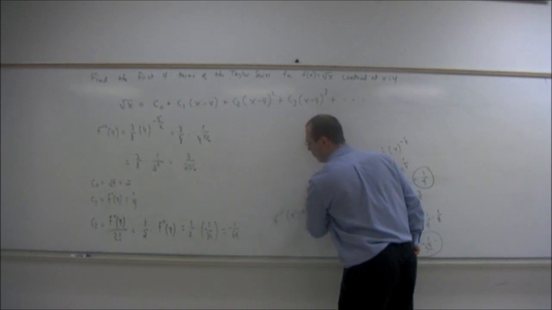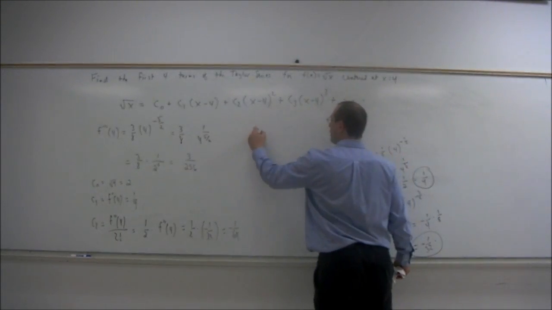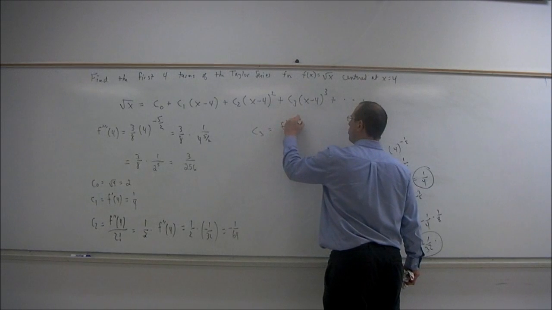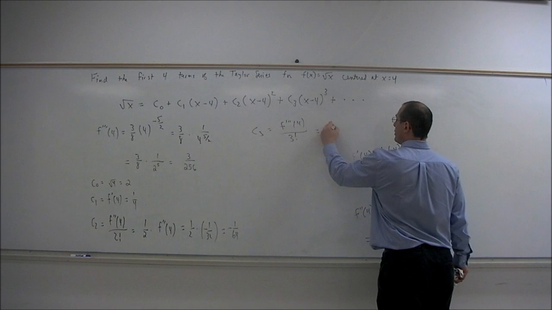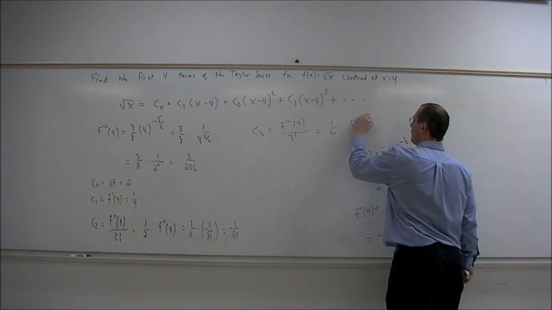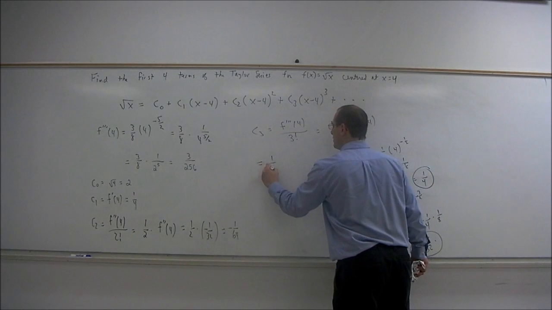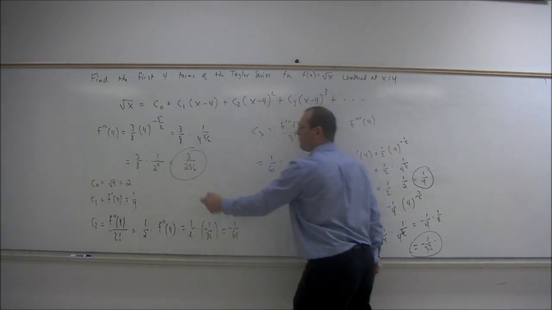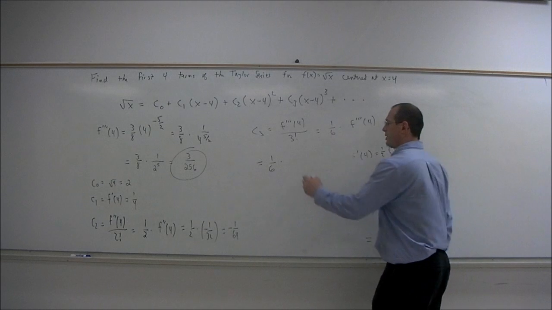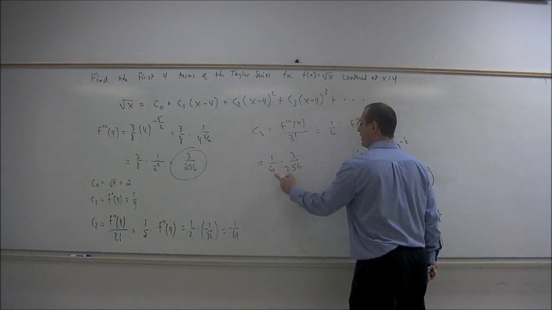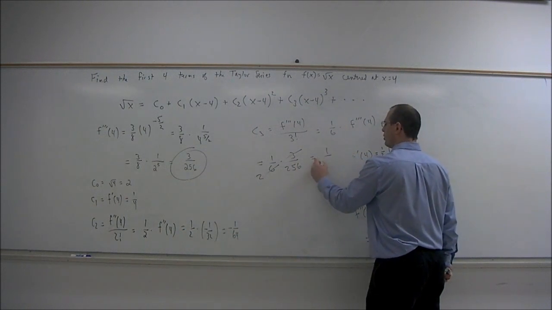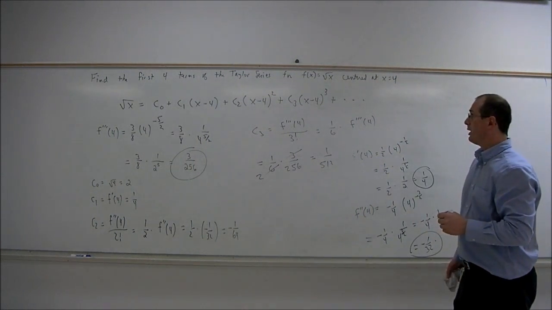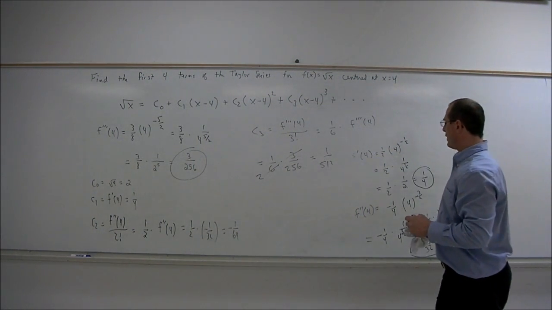And the last one, c3, is equal to f triple prime of 4 divided by 3 factorial. 3 factorial is 6, so this is 1/6 times f triple prime of 4, which was 3 over 256. Multiplying this together, the 3 and the 6 cancel, leaving 2 on the bottom. So we get 1 over 2 times 256, which is 512. So that's c3.